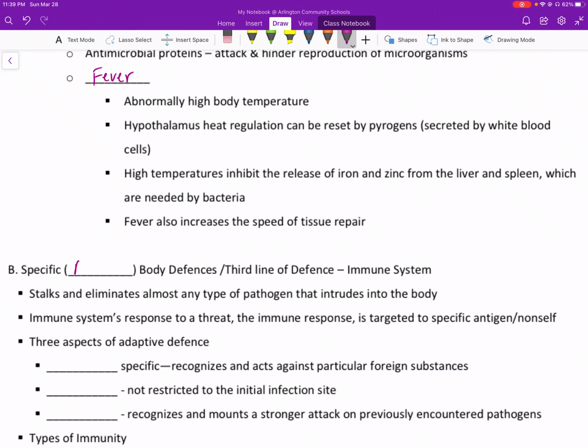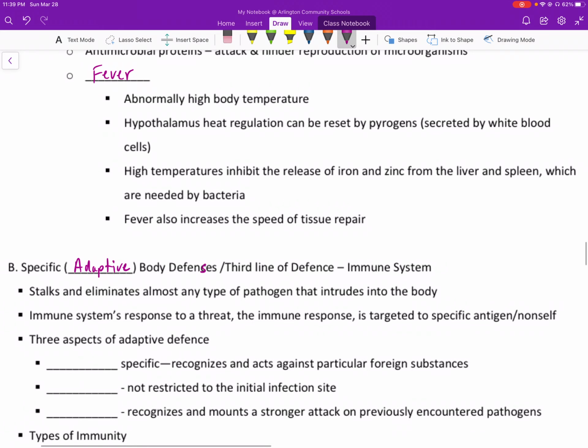So now we have specific adaptive body defenses. And this is the third line of defense.